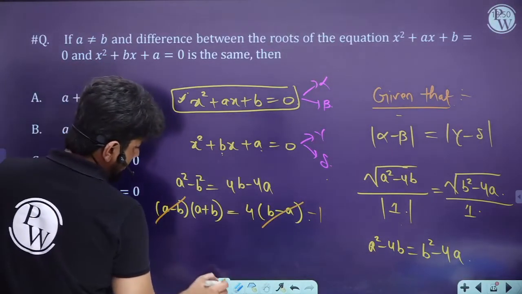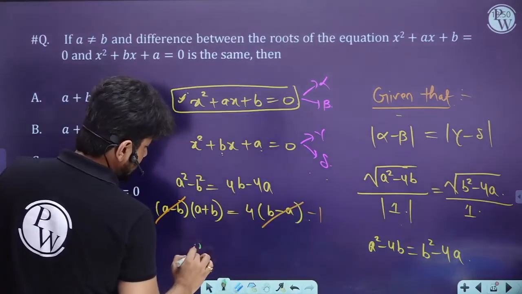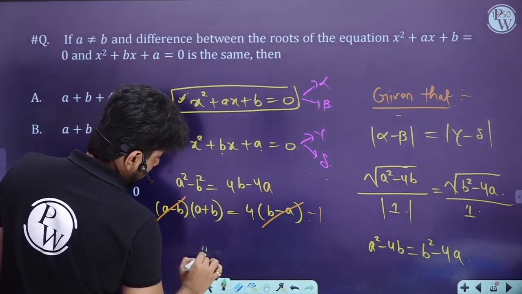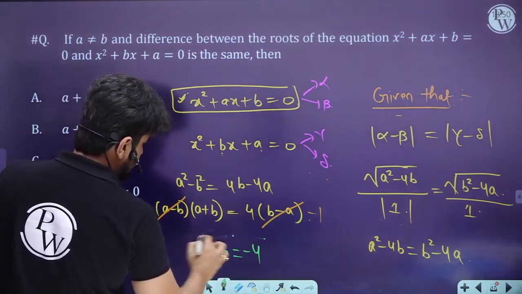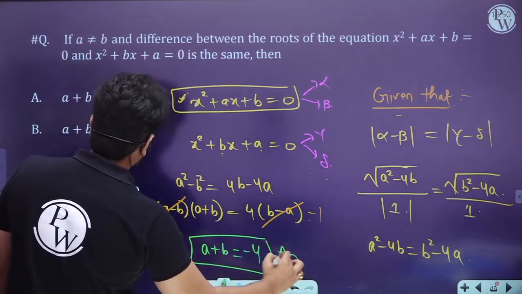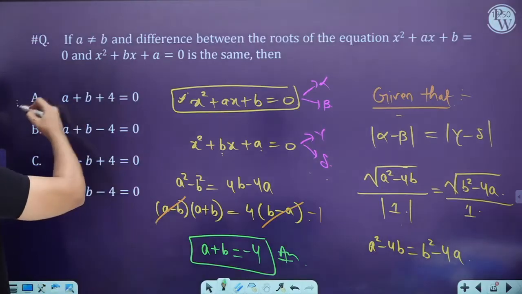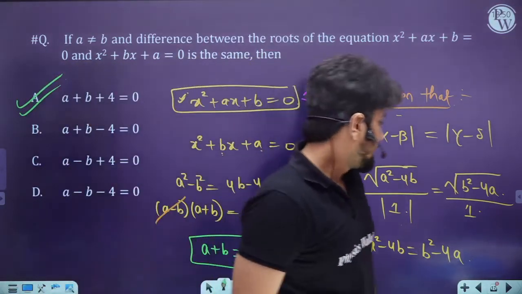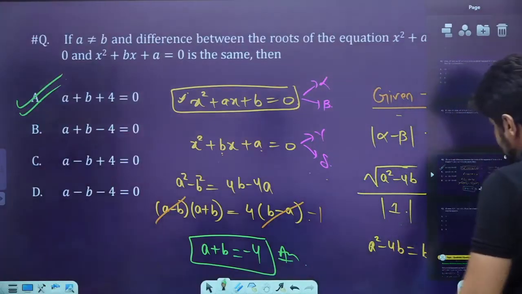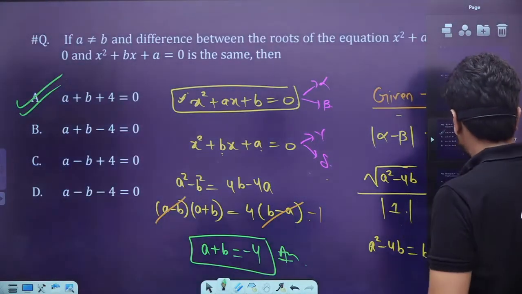So I'm getting the value for a plus b as 4 into minus 1, which is minus 4. A plus b is equal to minus 4. That's the right answer for this question, which is option A. A plus b is equal to minus 4. Correct? Very simple.